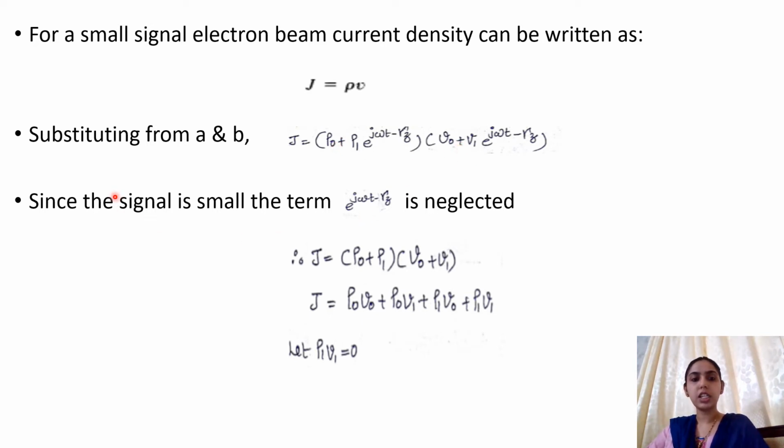Now since we are considering a small signal, the phase propagation constant gamma will be small. We could neglect this expression e raised to j omega t minus gamma Z and take only this part. So we can write it as rho 0 plus rho 1 into V0 plus V1 and finally expand it. And also in this expression of J, we could assume that rho 1 V1 will be approximately 0, since we are considering a small signal. So the value of this rho 1 V1 term will be very small and we could neglect it. So we get the expression of J as such.